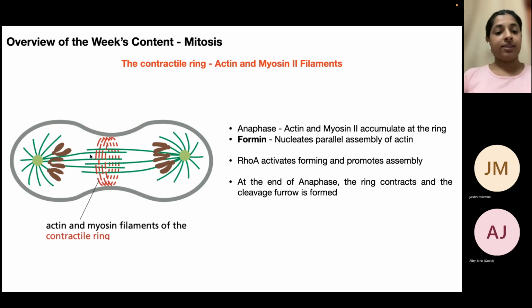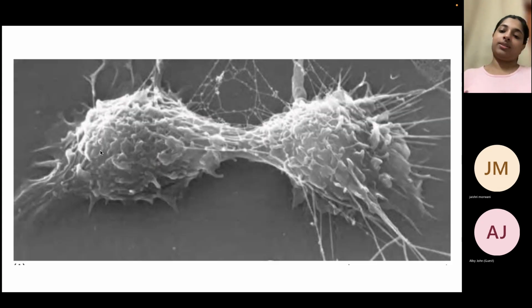And at the end of anaphase, the ring starts contracting, as in the diameter of the ring gets shorter and shorter, because of which the cleavage furrow is formed and progresses up until a point wherein the cells are divided into two different daughter cells.